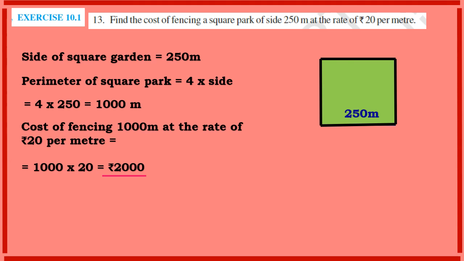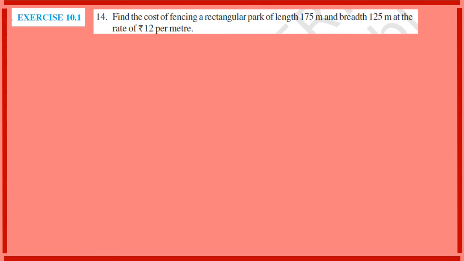Clear? Now moving on to question number 14. Find the cost of, again the same type of question. Find the cost of fencing a rectangular park of length 175 meter and breadth 125 meter at the rate of rupees 12 per meter. So instead of a square it is a rectangle.